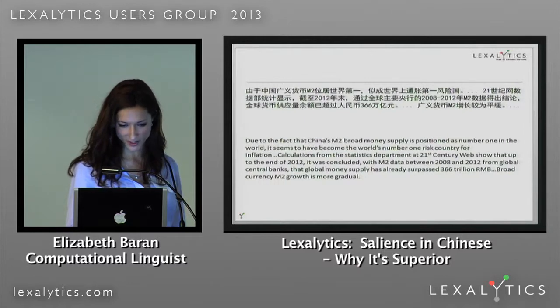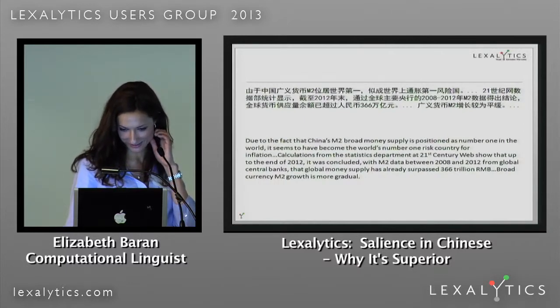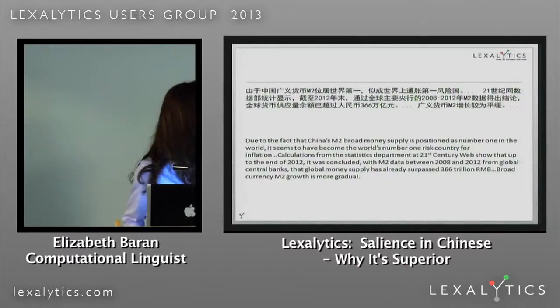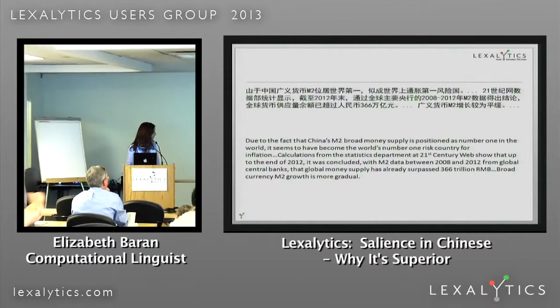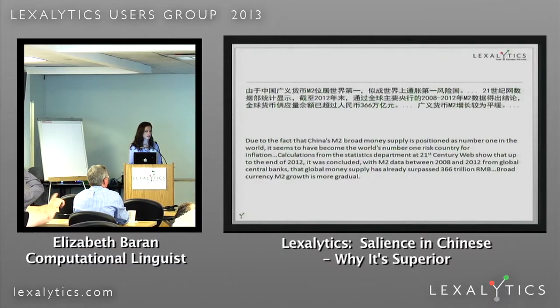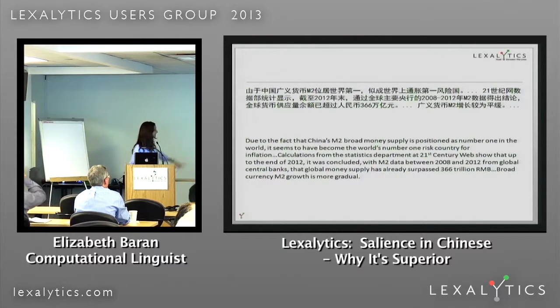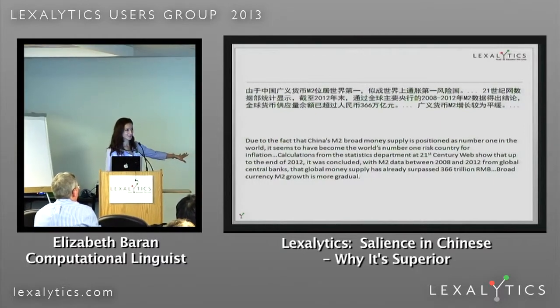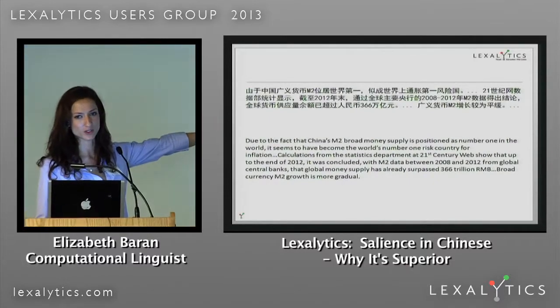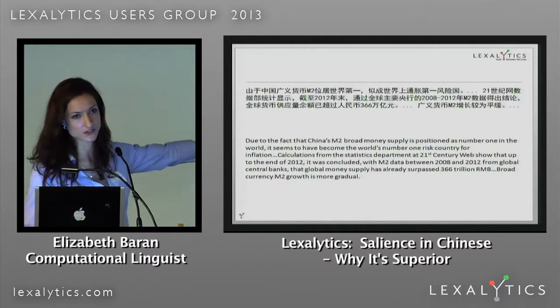Okay, so we know this is about M2, broad money supply. The English is down below. You might want to clarify where the English translation actually came from, and that Salience is providing the native Chinese up top. Yeah, I'm providing this for you right now, but Salience is providing it just in Chinese. We don't attempt to do automatic translation.